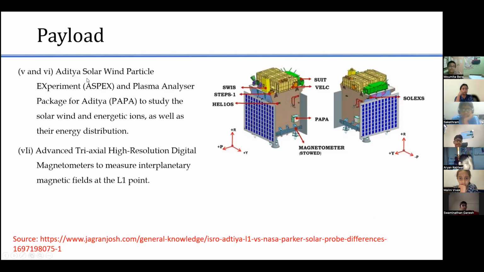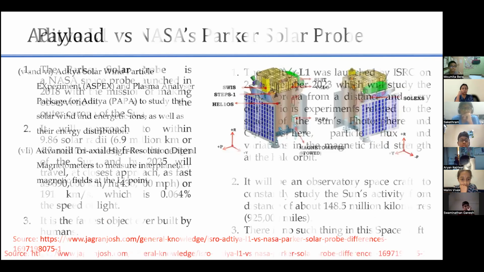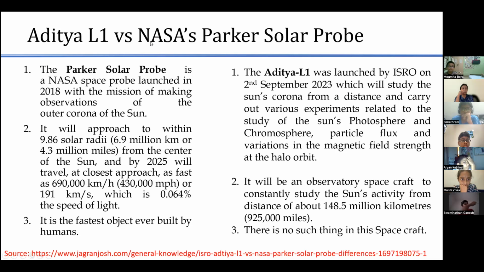It will also be carrying the Aditya Solar Wind Particle Experiment and the Plasma Analyzer Package for Aditya. It will be used to study the solar wind and energetic ions as well as their energy distribution. Advanced triaxial high-resolution digital magnetometers will measure the interplanetary magnetic fields at the L1 point. So as we know, NASA's Parker Solar Probe has touched the sun and come back.